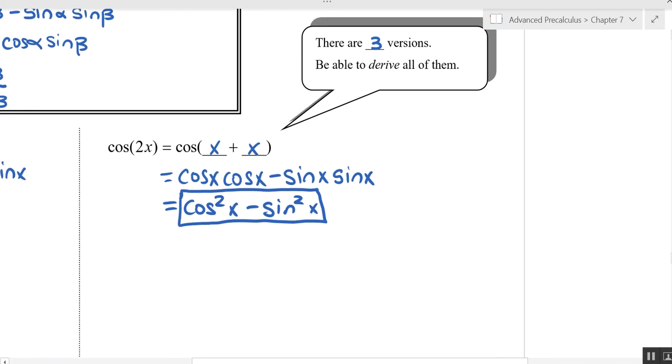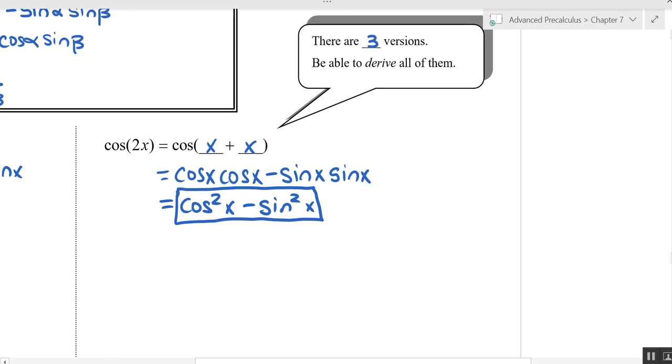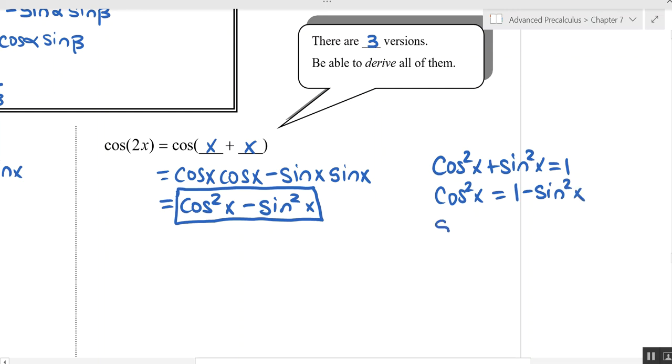Now we're going to manipulate that identity using the Pythagorean identity we already know. And we know cosine squared x plus sine squared x is equal to 1. I'm going to rearrange some of these terms here. Let's solve for cosine squared first. So cosine squared x is 1 minus sine squared x. And if we wanted to solve for sine, we would have said sine squared x is equal to 1 minus cosine squared x. We're going to use each of these substitutions to be able to derive the second and third version of the double angle for cosine.